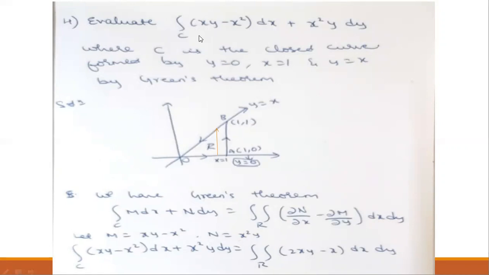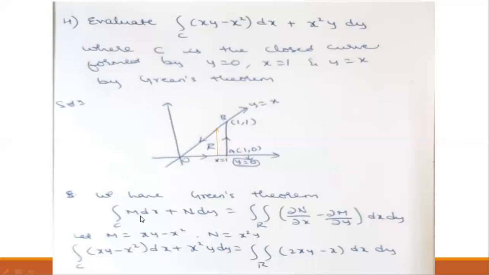Here you can observe it is of the form M dx + N dy. The given integral is of the form M dx + N dy, where M is equal to what? xy - x², the term which is multiplied to dx. We consider it as M. And the term which is multiplied to dy, we consider it as N. So N = x²y.